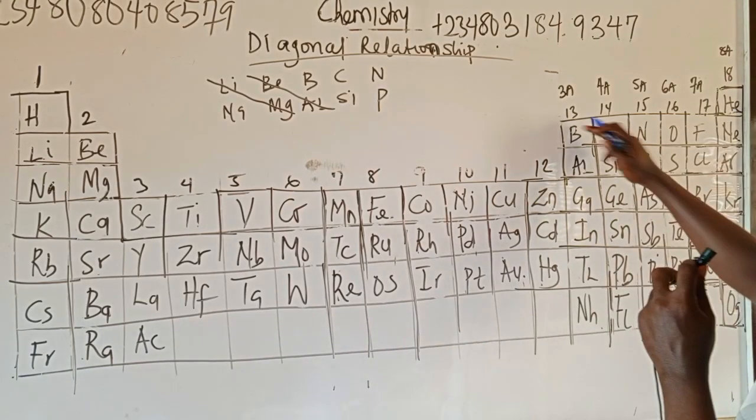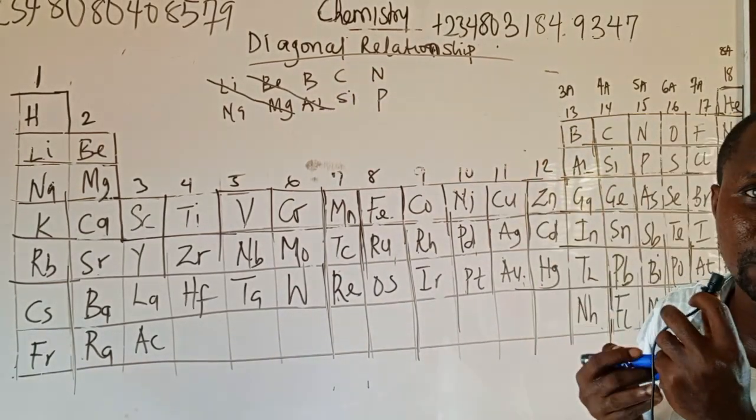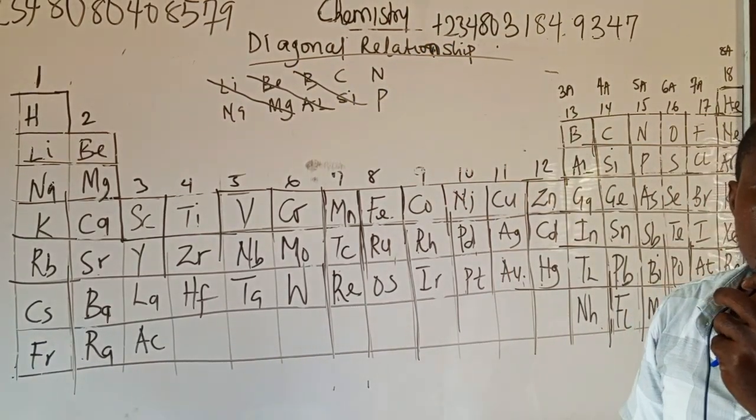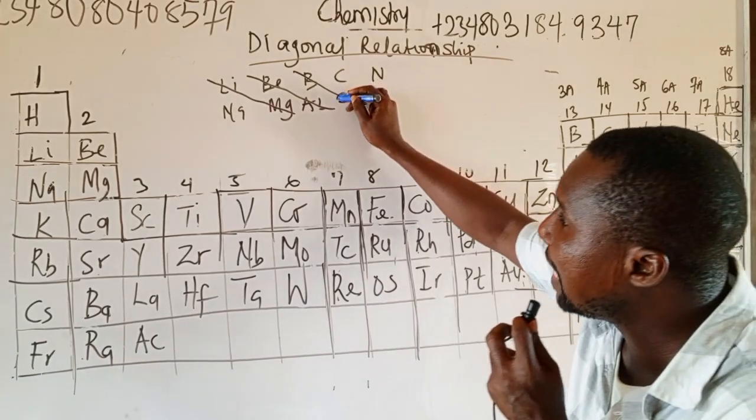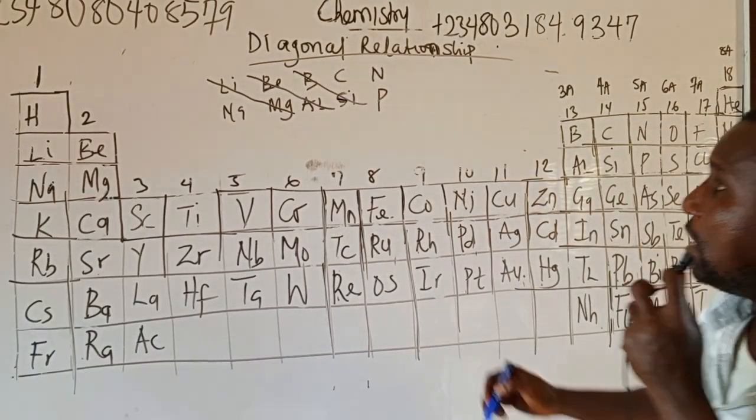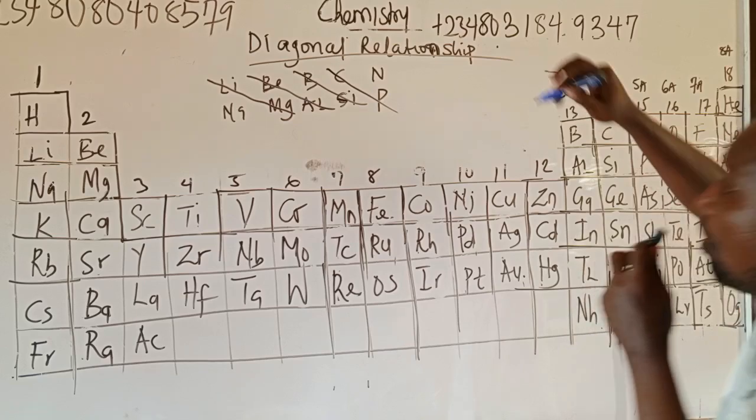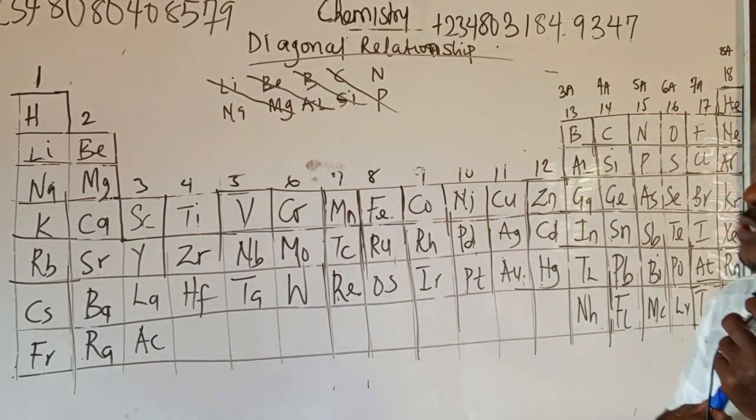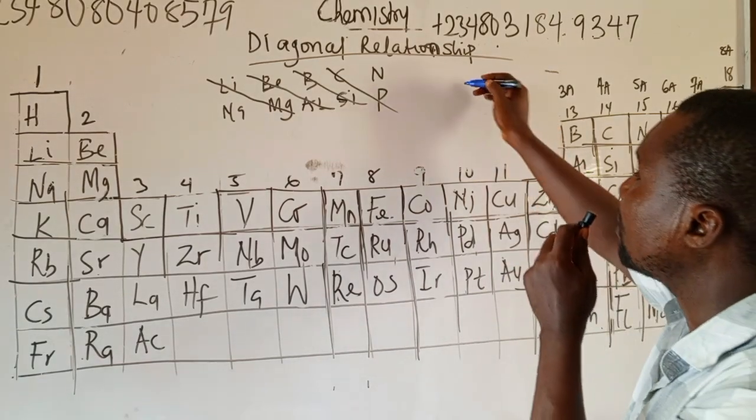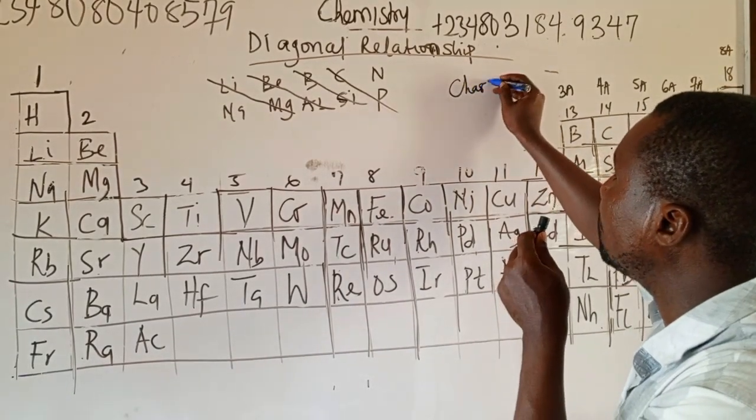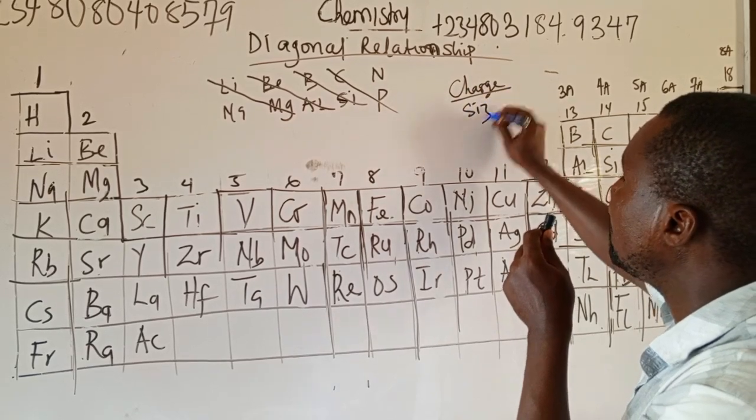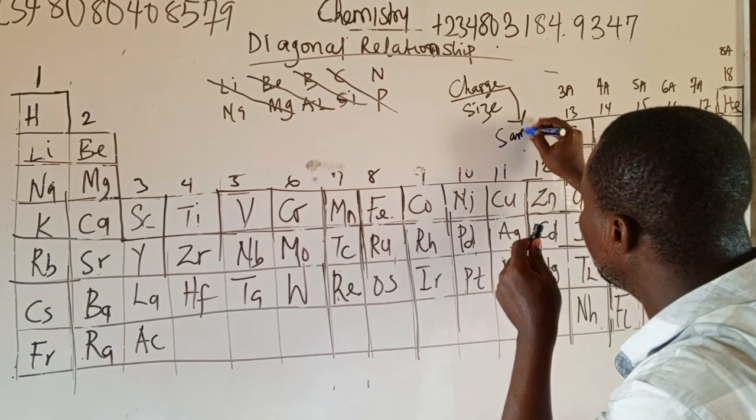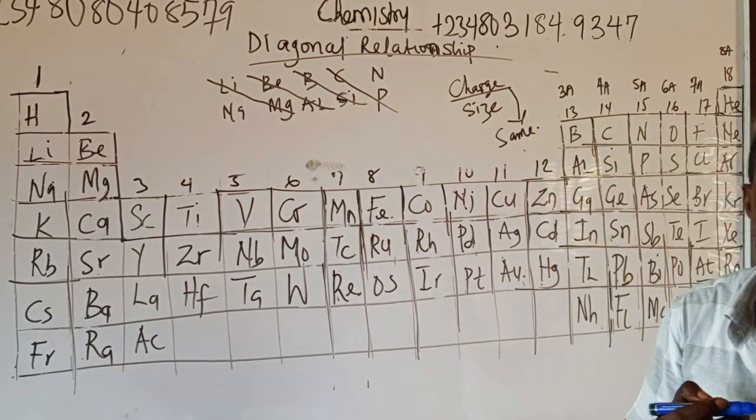It occurs between what? Boron and silicon. This one came out in 2014, JAMB. Boron and aluminium will have similar chemical properties. Boron and silicon rather. Boron and what? Silicon. Diagonal relationship. It occurs between carbon and what? Phosphorus. Diagonal relationship. And when you have elements with diagonal relationship, the ratio of charge towards size is the same. That means the atomic radii is the same.